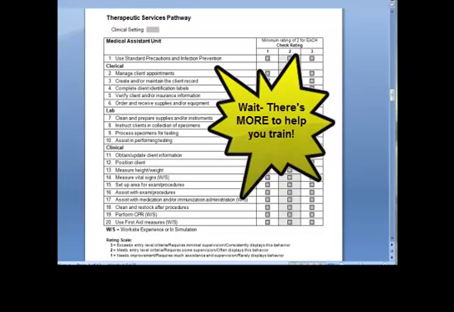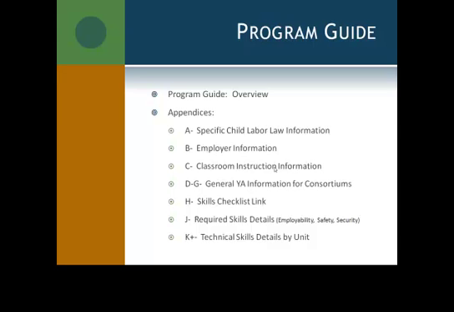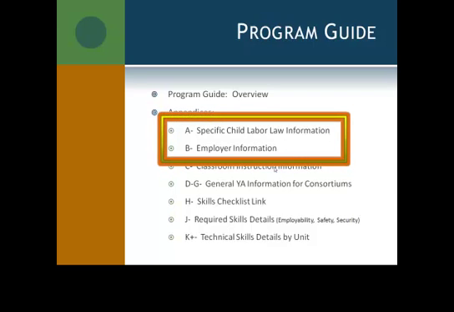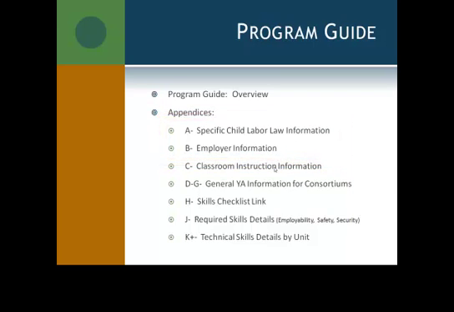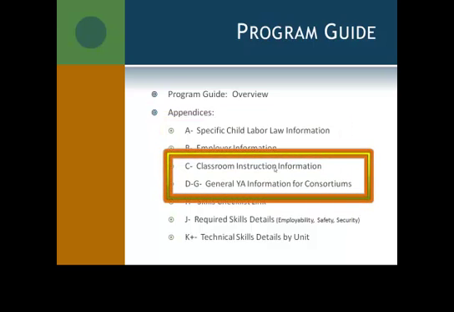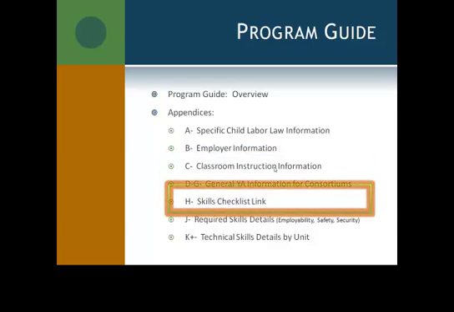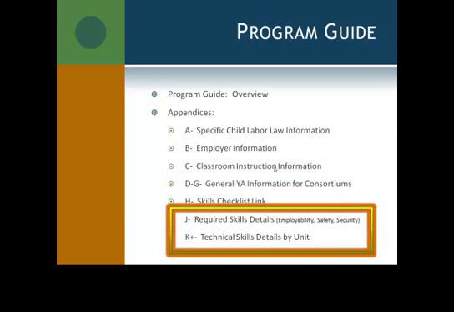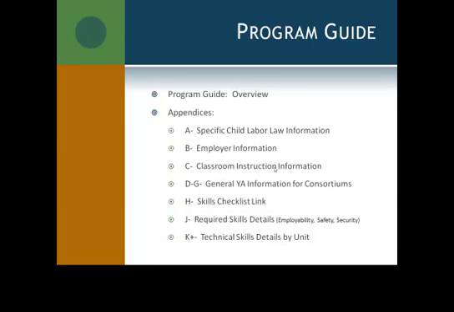However, I will now show you how to use the other required curriculum pieces in conjunction with these skills checklist pages. Each YA program written is developed with a program guide and supporting appendices for program delivery. Specifically, appendices A and B are directed at employer information for implementation of the specific YA program at the worksite. Appendices C through G are informational YA program information that consortiums need to use when setting up and implementing YA programs with schools and students. Appendix H provides the link to the online skills checklist, while appendices J and on flesh out the curriculum details for each competency listed on the skills checklist by unit.